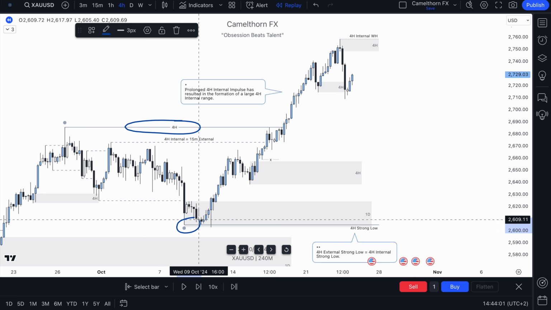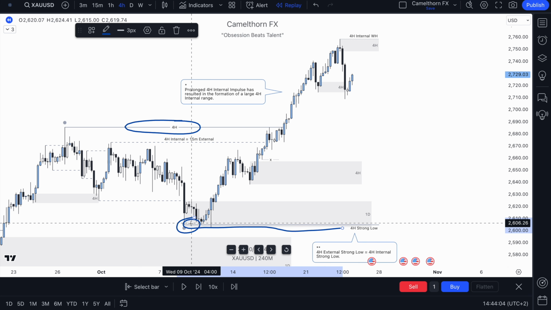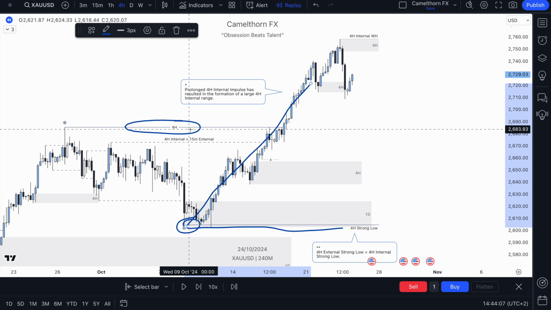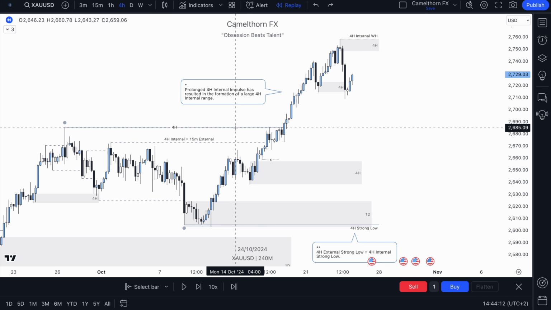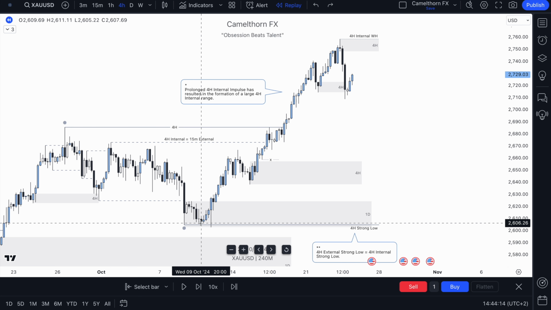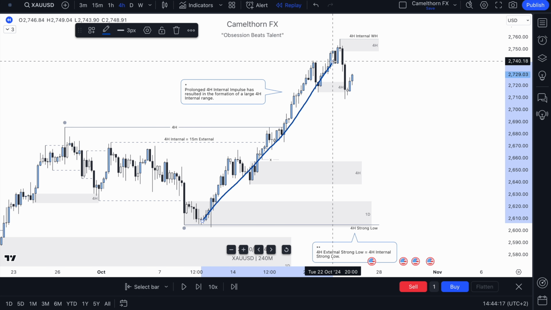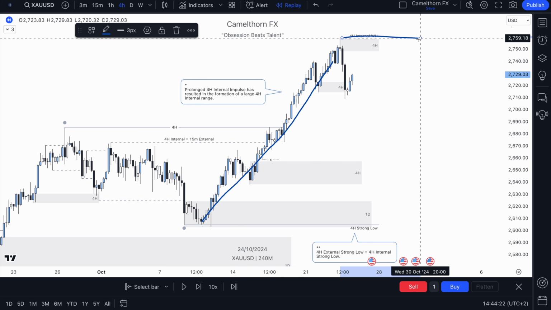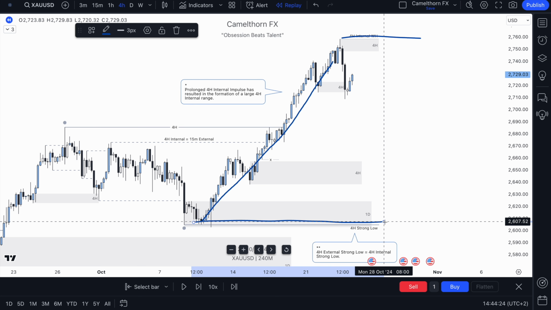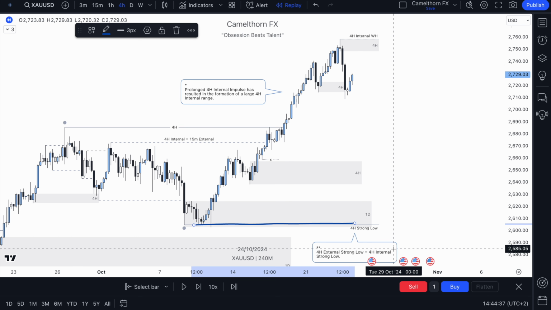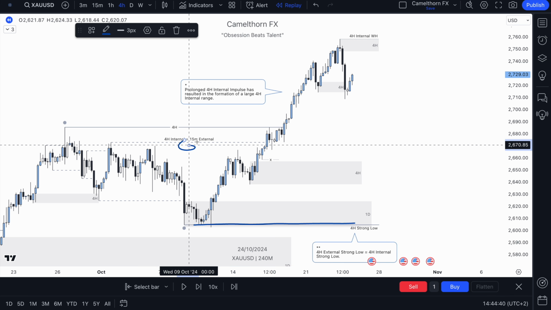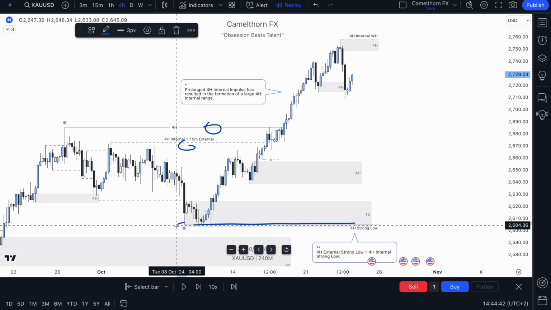This is the location of my 4-hour strong low, as this is the starting point of the impulsive phase which generated that break of structure. But the interesting thing about this particular price delivery in this area is the fact that we have this prolonged 4-hour internal impulsive phase, which has effectively resulted in the formation of a very large 4-hour internal range. Our 4-hour external strong low was at the same position as our 4-hour internal strong low, because both of these breaks of structure effectively originated from this point.